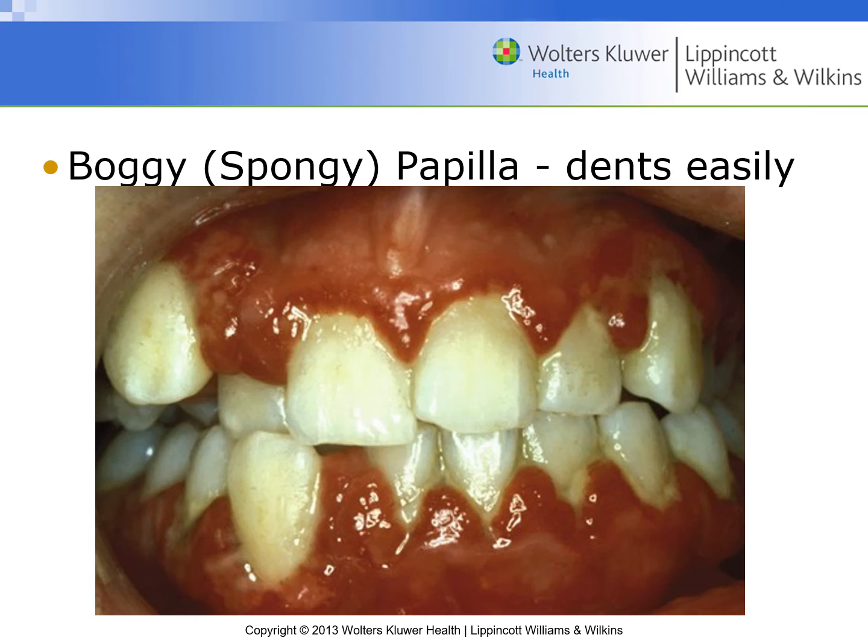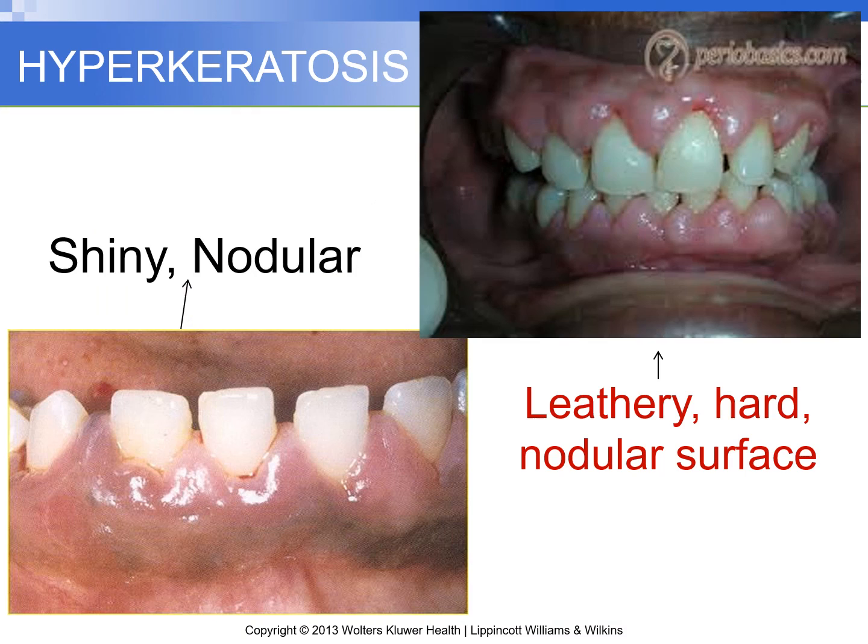This is something that's also spongy and boggy. They have a descriptive word that drives us crazy, but it's called boggy. And boggy means kind of spongy. So it's going to dent real easily, and the papilla here are just completely inflamed, bulbous, and just completely out of whack.